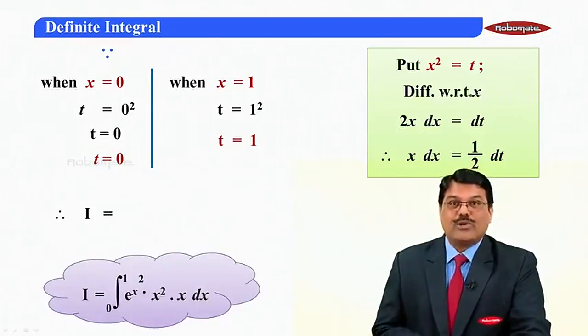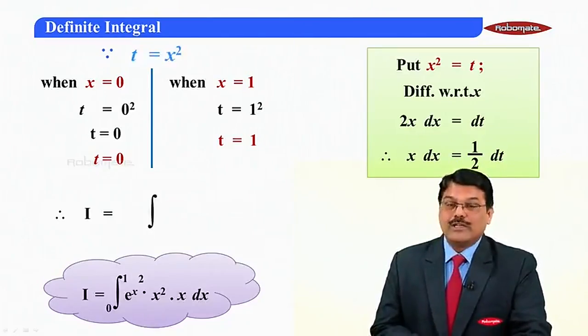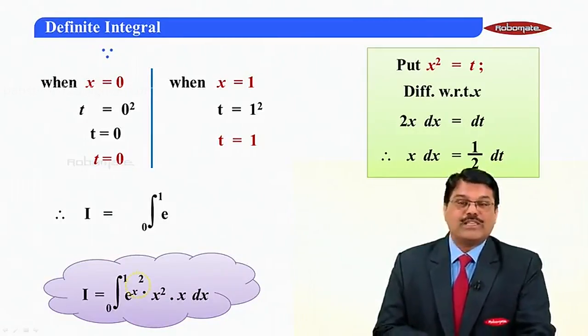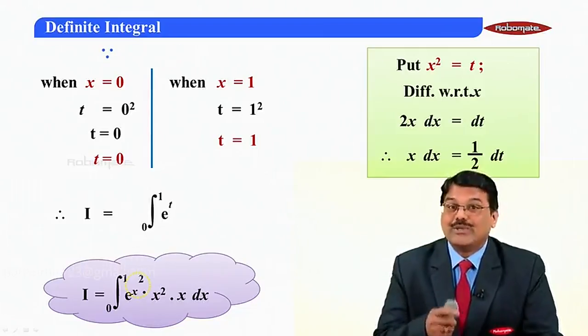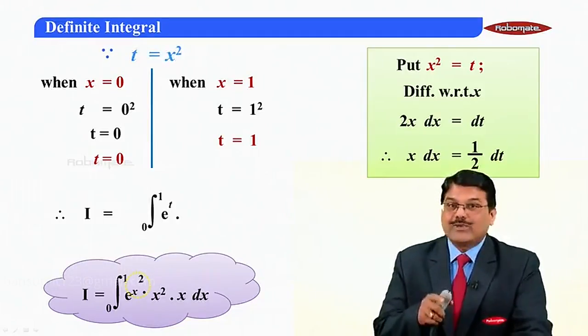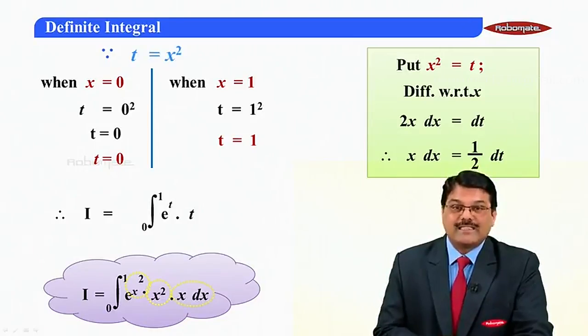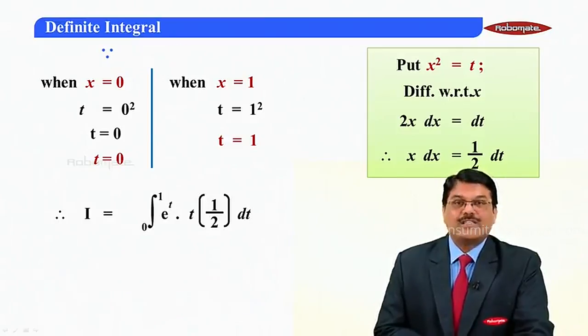So therefore, your original integral goes from 0 to 1, and here also the new integral goes from 0 to 1. Instead of e raised to x square, what I'll write? E raised to t, because x square is equal to t. Now into x square x dx. So instead of x square again I'll write t, and instead of x dx I'll write half into dt. Now let us solve it further.